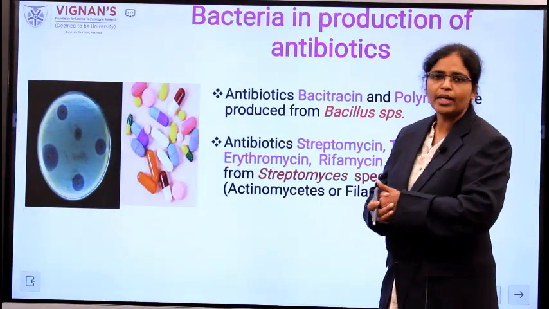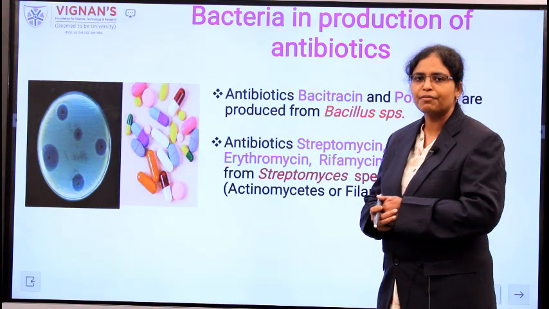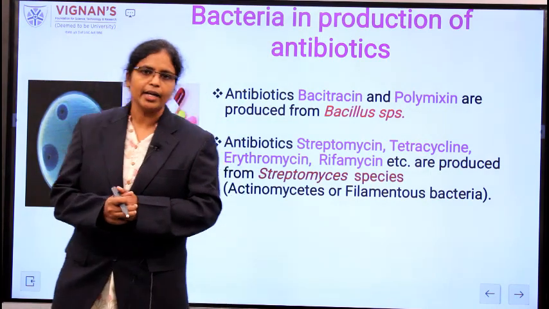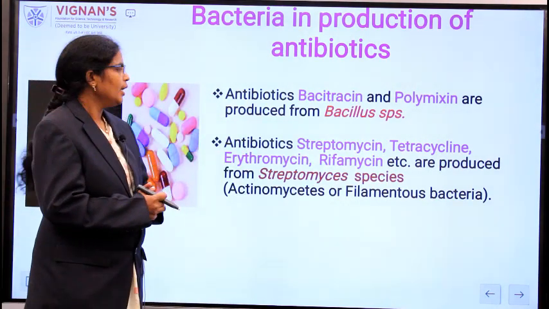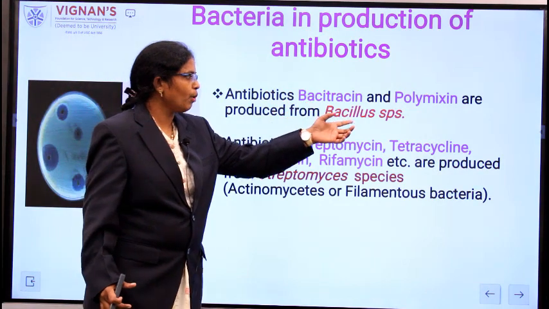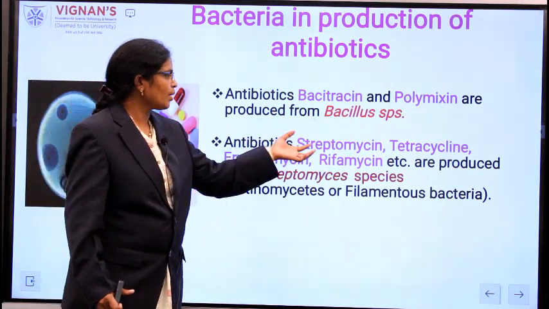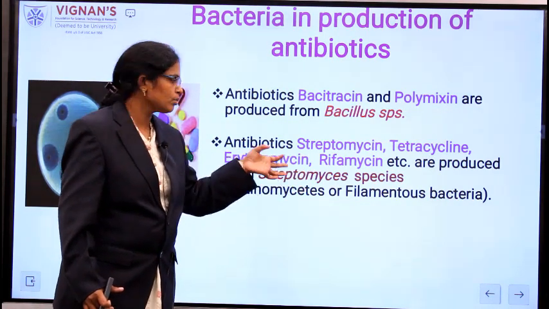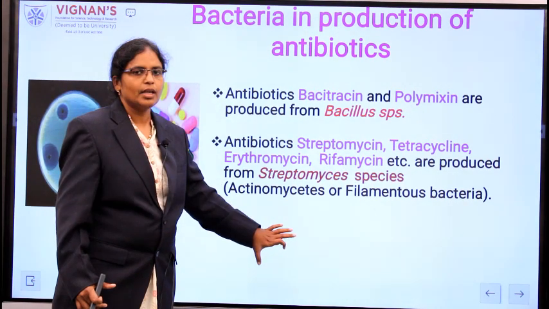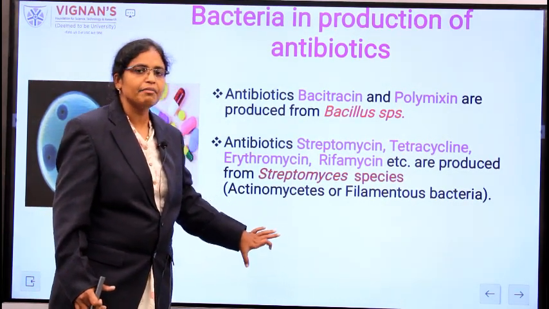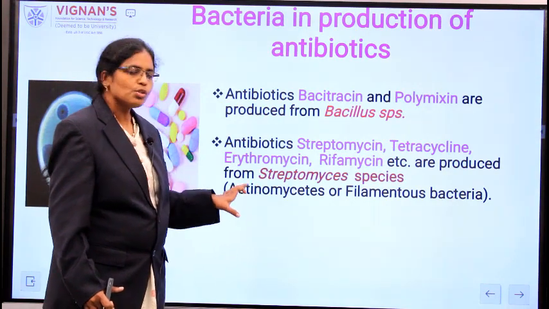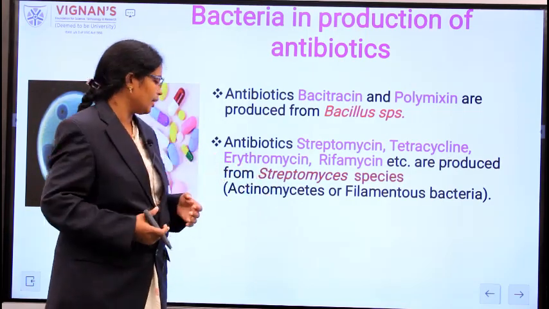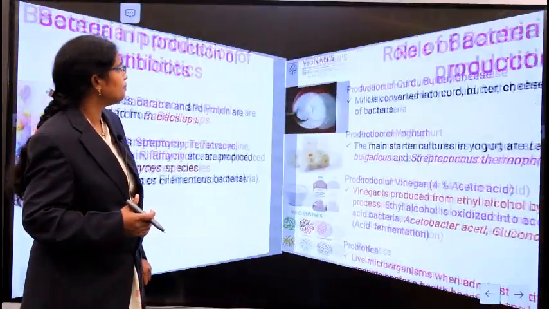And another important one, the great discovery by Alexander Fleming, that is antibiotic production, that is penicillin. Not only penicillin, several antibiotics are produced by bacteria. Here you can observe the examples: bacitracin and polymyxin produced by Bacillus species, and streptomycin, tetracycline, erythromycin, all these are produced by Streptomyces species, belonging to the group Actinomycetes. Now they are in the market for treating various bacterial infections. So these are produced by bacteria and again they act on other bacteria. That is the beauty of the bacteria.